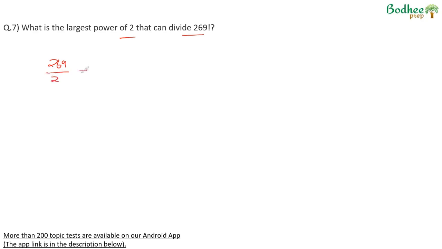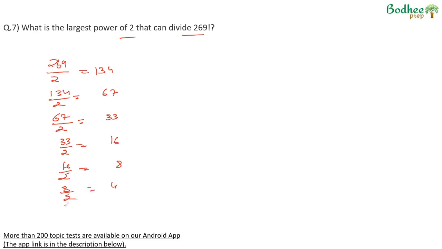269 by 2. This is divisible 134 times. 134 by 2, 67 times. 67 by 2, we write the greatest integer of the value that we are getting. This will be 33. 33 by 2 will be 16. 16 by 2 would be 8. 8 by 2 will be 4. 4 by 2 will be 2. And 2 by 2 will be 1.